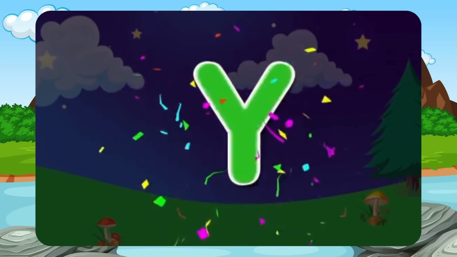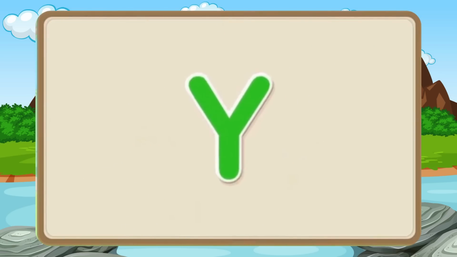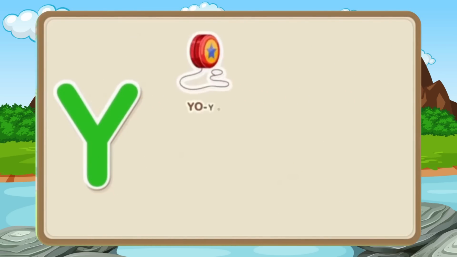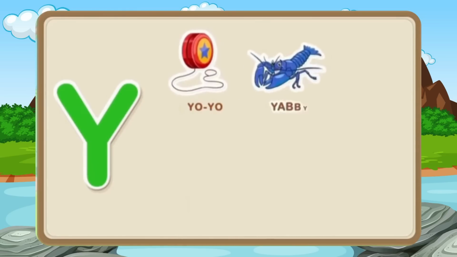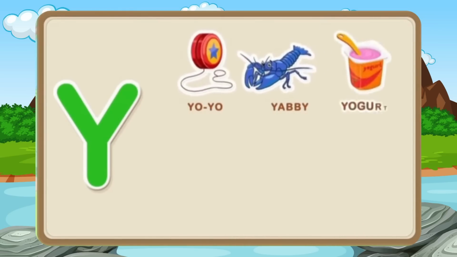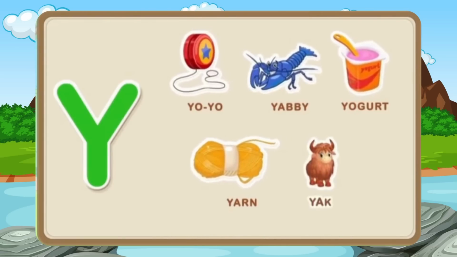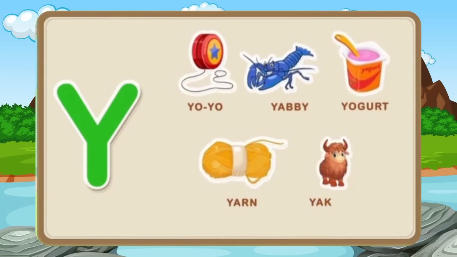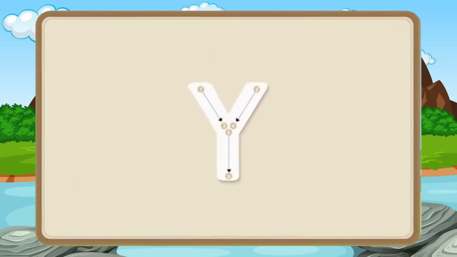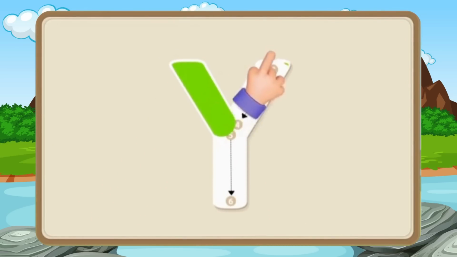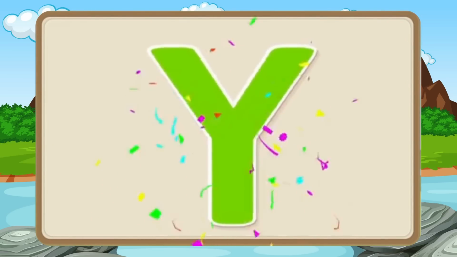Y. Y is for yo-yo, yabby, yogurt, yam, yak. Now, let's learn how to trace the letter. Perfect.